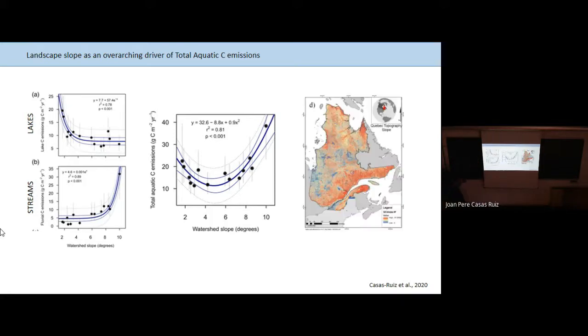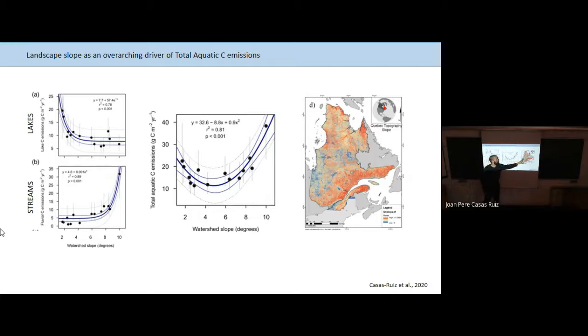And well, this basically means that one can have a look at the map of the average slope of different regions in Quebec, and you can already guess a bit how much your aquatic network in these areas is going to emit, right? So for example, here we have very steep areas, and I would expect high emissions coming especially from streams, right? While here in these blue areas, I would expect high emissions from lakes.